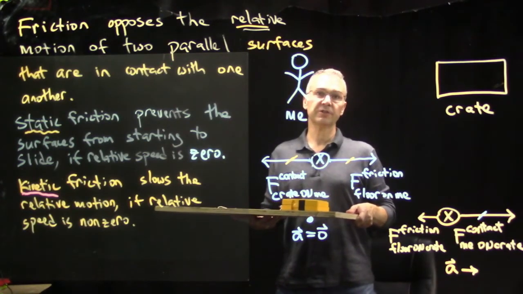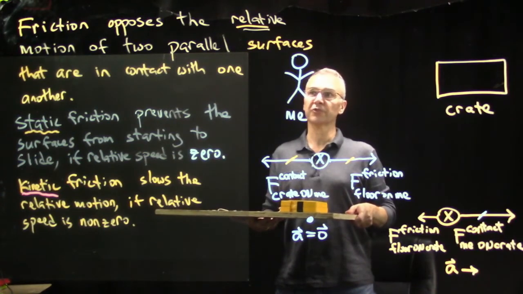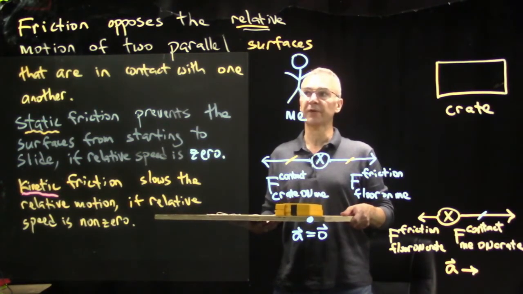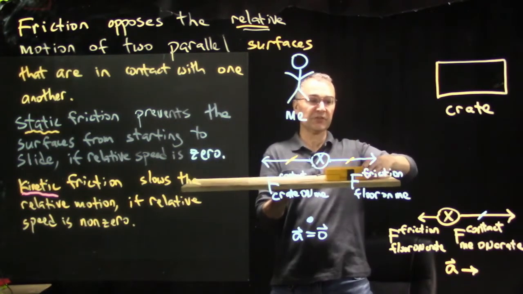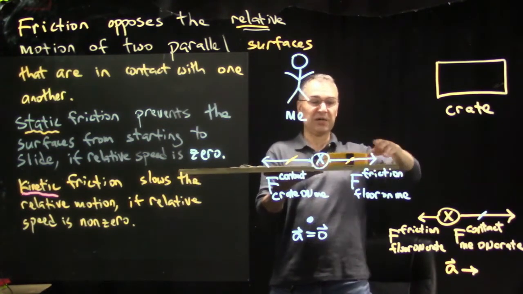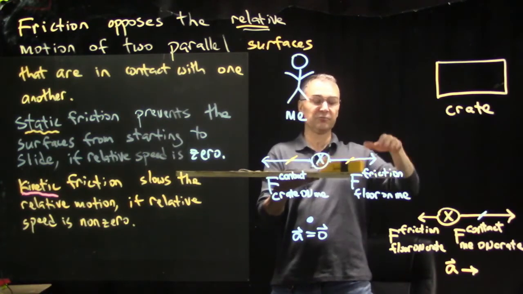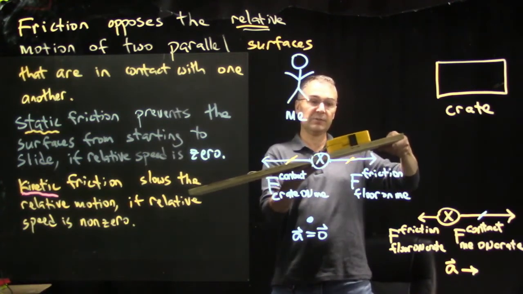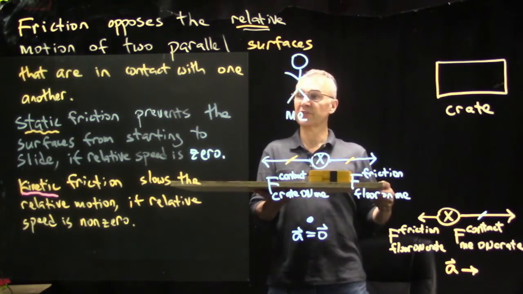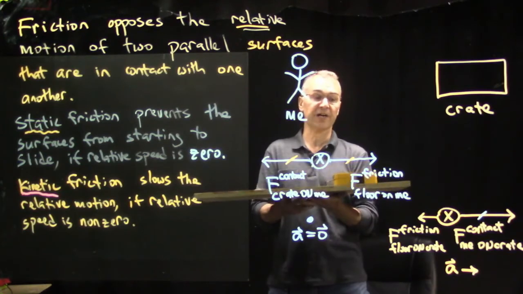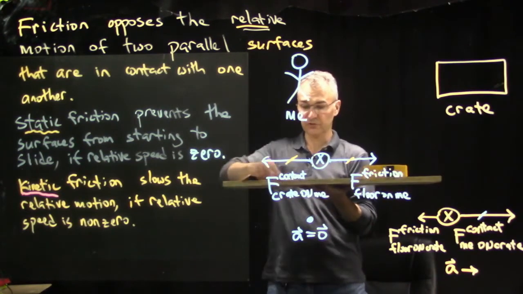So friction is a force that opposes the relative motion of two parallel surfaces that are in contact with one another. For example, I have this little box of drill bits and I have this sheet of plywood, and it seems as if something is stopping them from sliding with respect to one another. So static friction prevents the surfaces from starting to slide if their relative speed is 0.